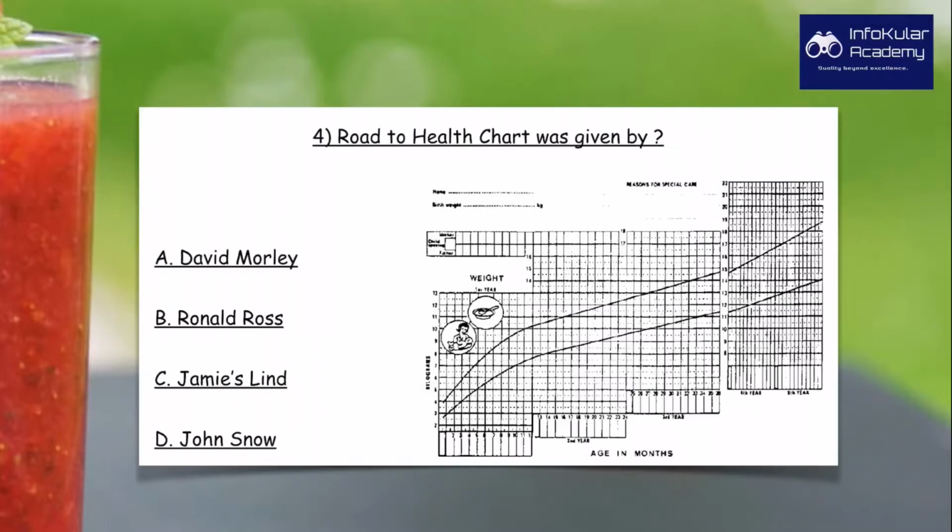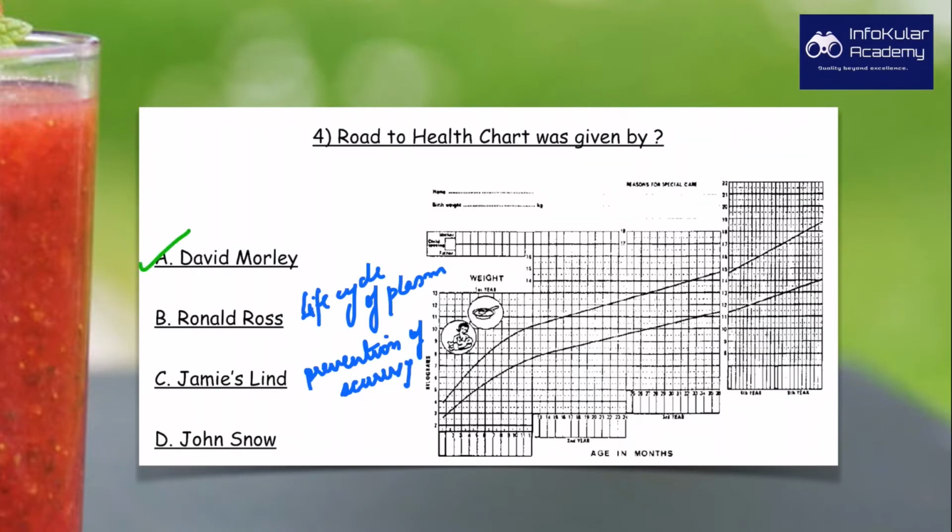David Morley. David Morley gave the Road to Health chart, which gives essential information on growth monitoring of a child, a child's immunization status, vitamin A supplementation, deworming medicine and other diseases. Ronald Ross told the life cycle of plasmodium. James Lind gave concept about prevention of scurvy. And John Snow is the father of epidemiology, as you all know. So the correct answer was David Morley.